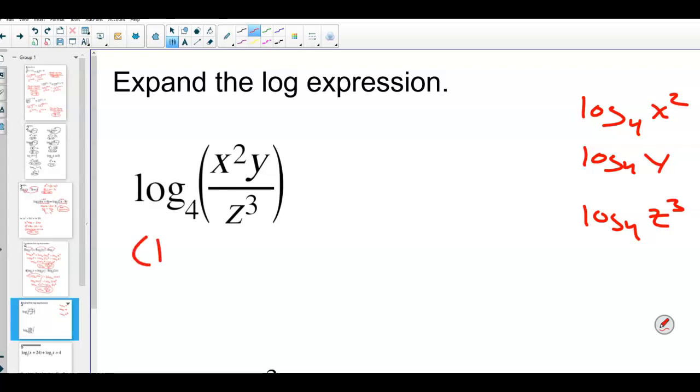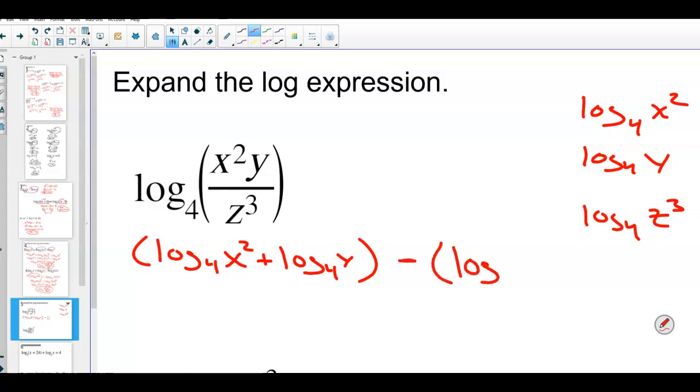I'm a big fan of putting parentheses around my numerator and denominator. And my denominator is going to be minus, then we have log base 4 of z cubed. Okay. That's the expanded form.